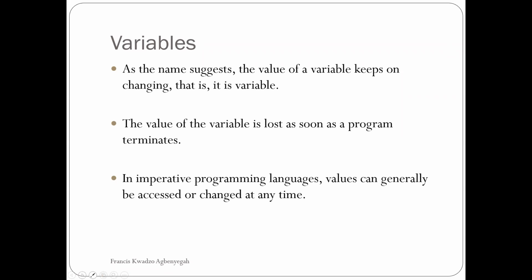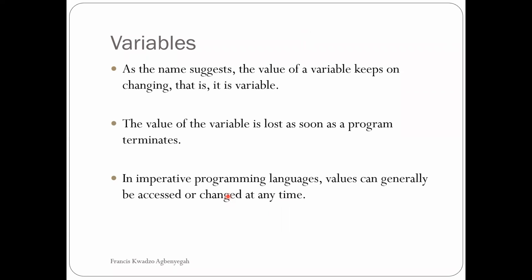You realize that the first time I entered my name, the variable storing my name has the name Francis, but when Praise wants to run it, she will enter her name, Praise. So the name variable storing our value will keep on changing. You have to know that the content of your variable keeps on changing. The value of the variable is lost as soon as the program terminates. Once you finish executing your program and the main function returns 0, whatever you stored in your variable will be lost.